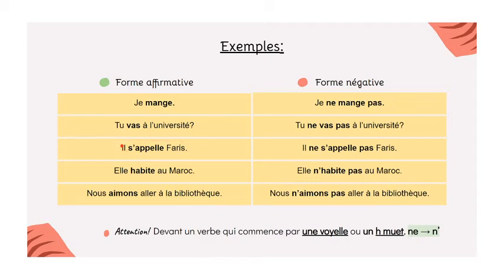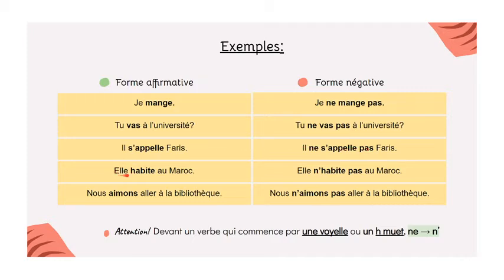Next one is, il s'appelle Faris. His name is Faris. Kalau kita tukarkan kepada form negatif, ia menjadi il ne s'appelle pas Faris. Maknanya, s'appelle ni kita letak tengah-tengah, ne pas ni dekat sekeliling dia.